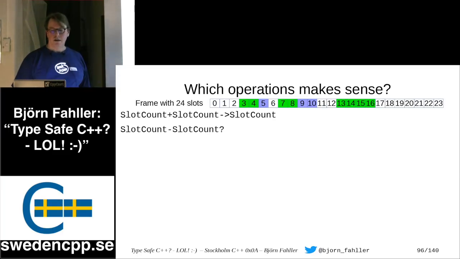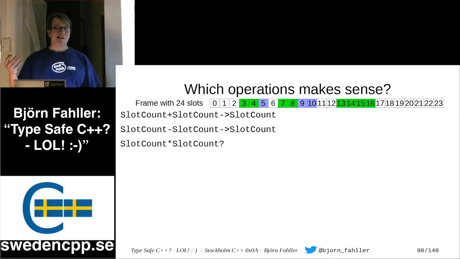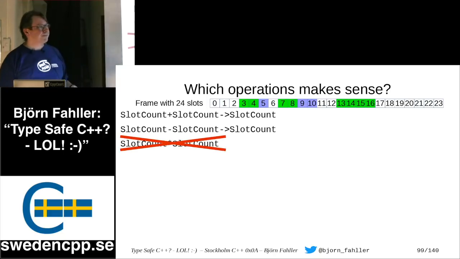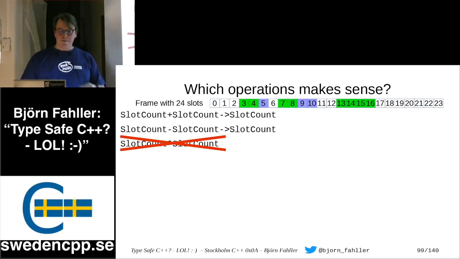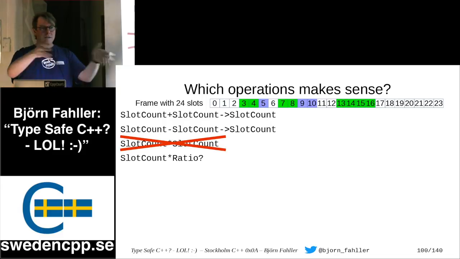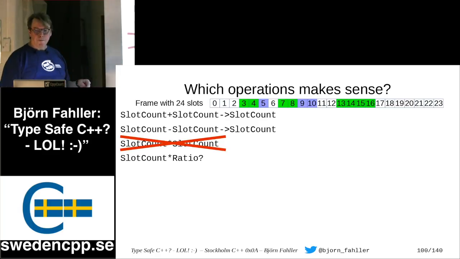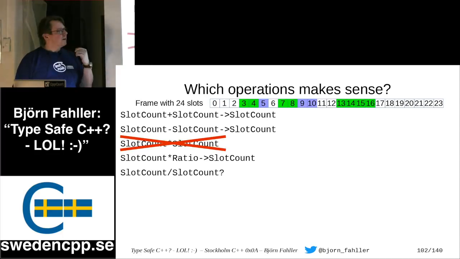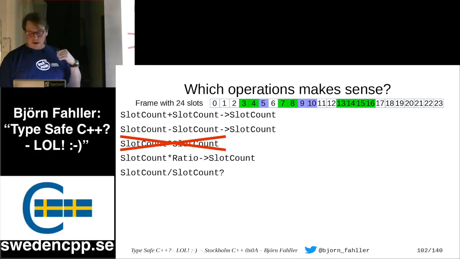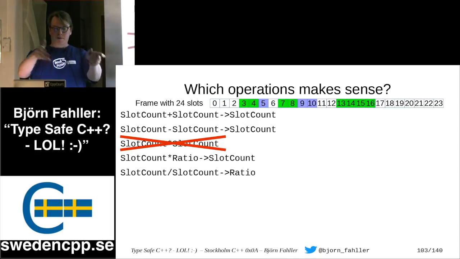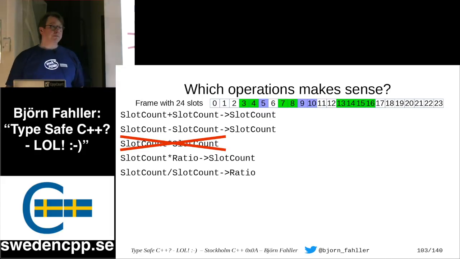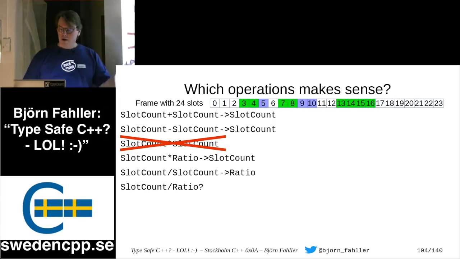Yes. Multiply them? Well, I guess maybe in some places it could, but not in my problem domain. So for me, no, we won't do that. Doesn't make sense. Doesn't make sense to scale them? I have this slot count, I want 3 times as much. Oh, yeah, sure, why not? Divide slot counts? Yeah, I think it does, because if I said this count is 3 times as much as that, then I should be able to divide them and get 3. And obviously I should then also be able to divide them with a ratio. So this makes sense.